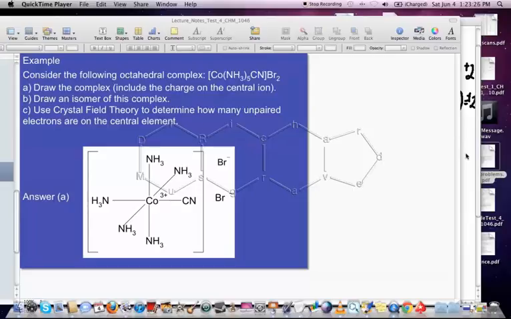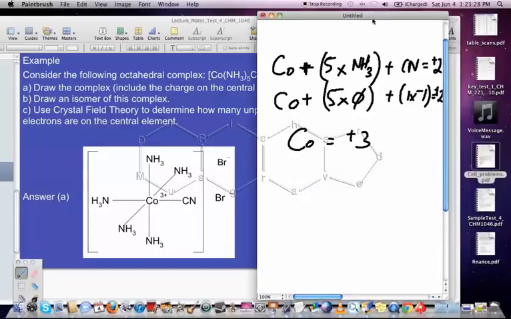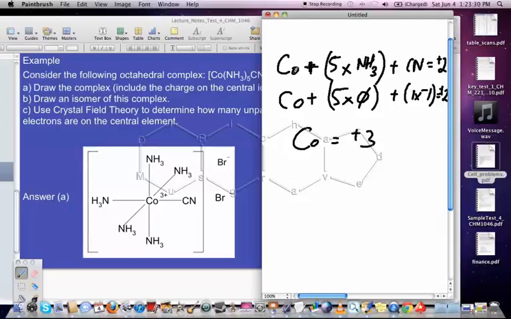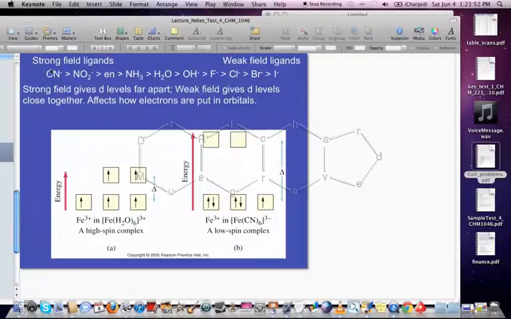Well, what we do is we'll go over here. You can see we've got cobalt, and then 5 ammonias, and then a CN, and all of that has to add up to positive 2. Now the reason I say positive 2 is because you've got -1, -1, so that's -2 on the outside, which means everything in here has to have a positive 2 charge, or it at least has to add up to positive 2.